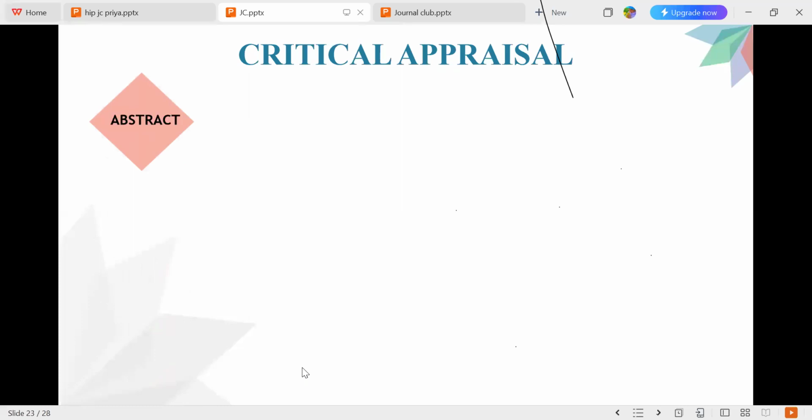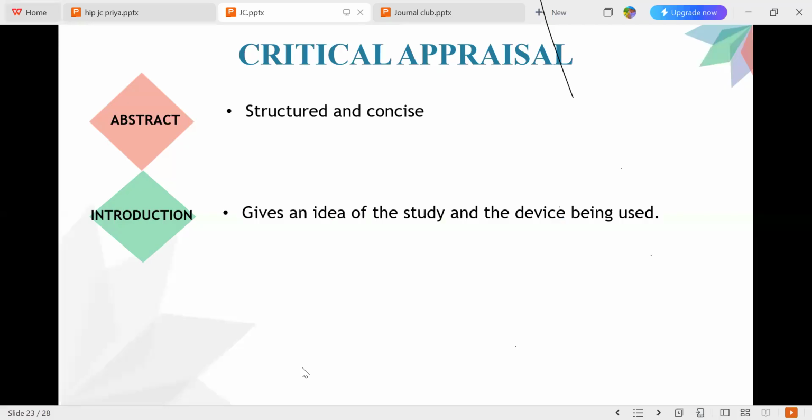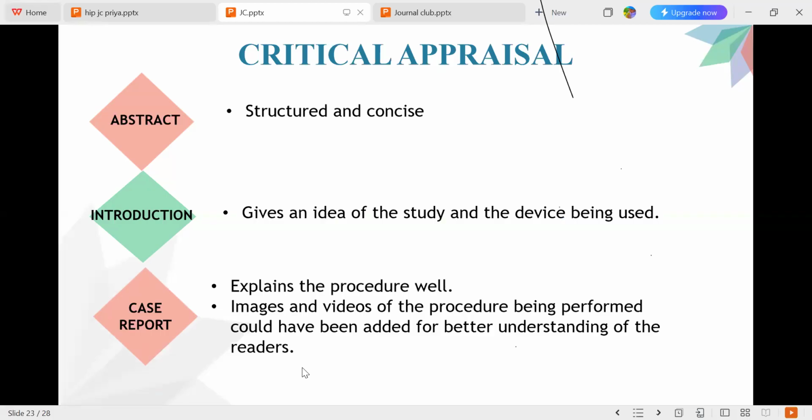So, critical appraisal of the article. The abstract was structured and concise. The introduction gave an idea of the study and the device being used. In the case report being described, it explained the procedure well, but images and videos of the procedure or the device which was used could have been added for better understanding of the readers. And the image provided in this article was also an illustrative image, not of the same patient which was described in the case report.